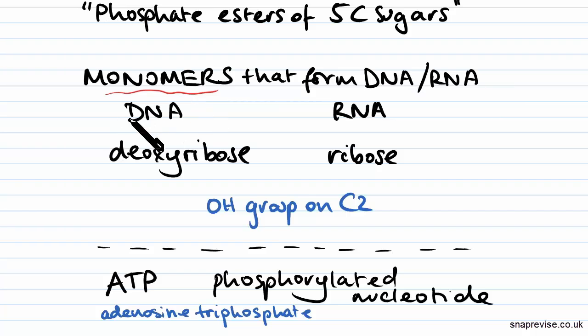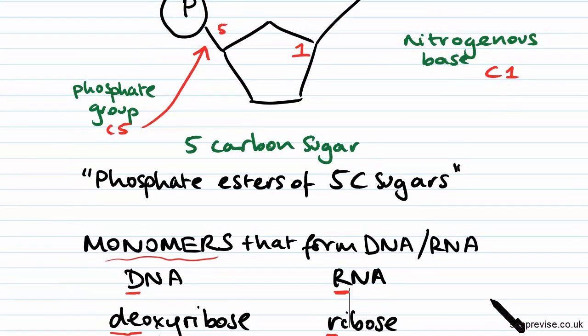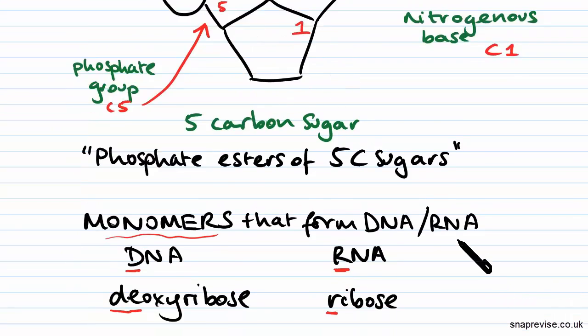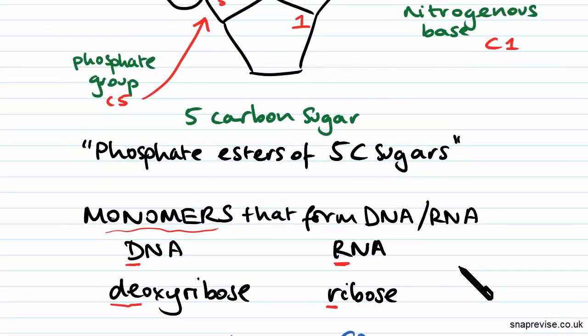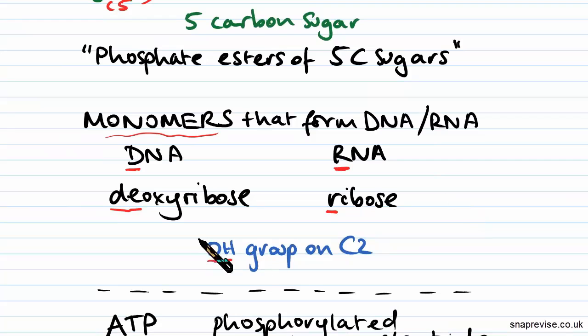The main difference between DNA and RNA is that DNA uses deoxyribose and RNA uses ribose, and this is referring to the sugar in question. The difference between deoxyribose and ribose is that ribose has an OH group on carbon 2, whereas deoxyribose, instead of that OH group, simply has an H atom.